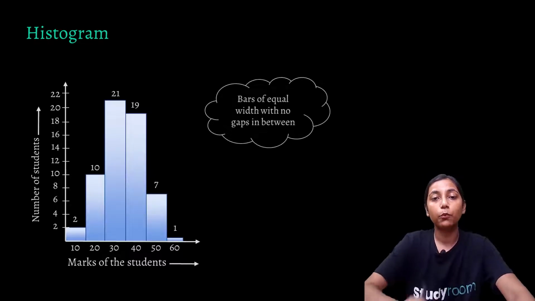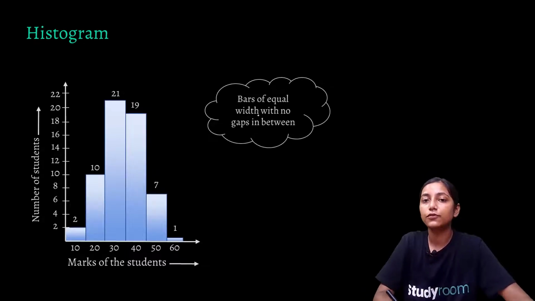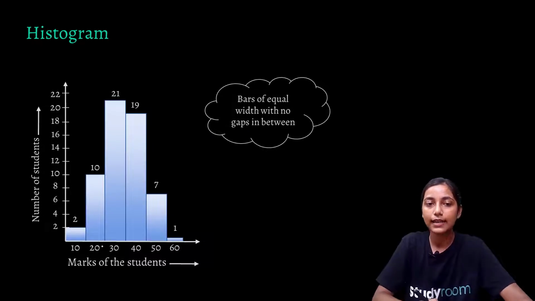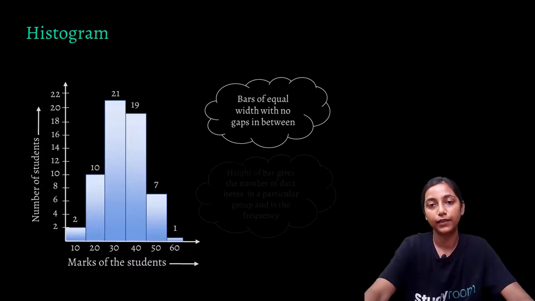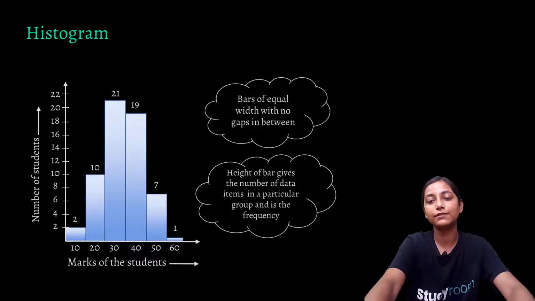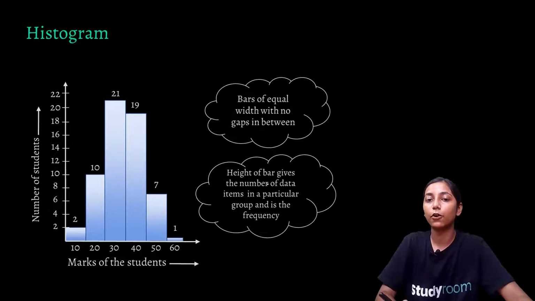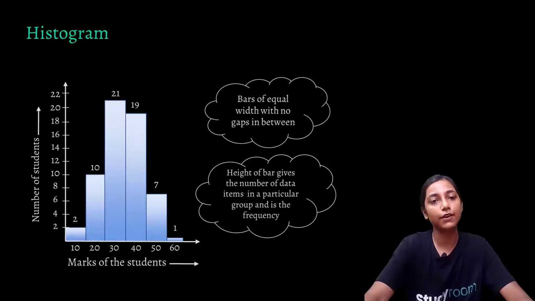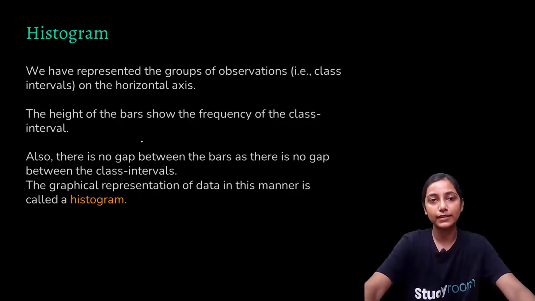Now the points that are written: bars of equal width with no gaps in between. So in a histogram, there are bars that have equal width, but there is no gap in between these bars. The next point is that the height of a bar gives us the number of data items in a particular group, and that is what is known as the frequency. So the height of these bars gives us the frequency, that is, the number of data items in a particular group.